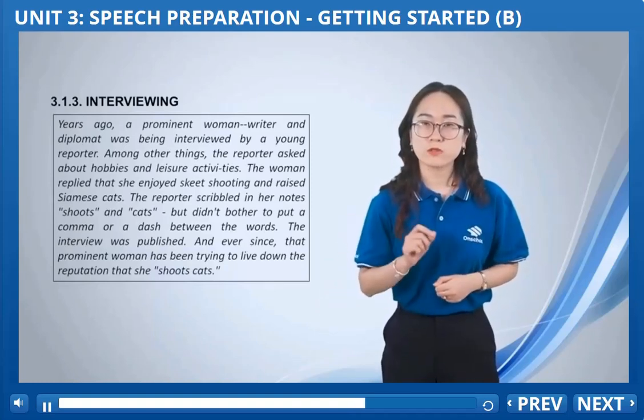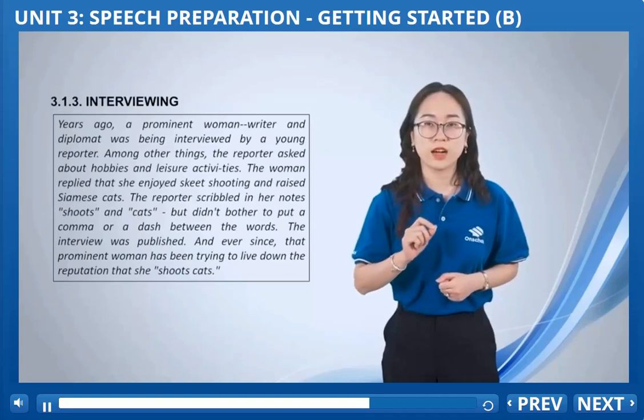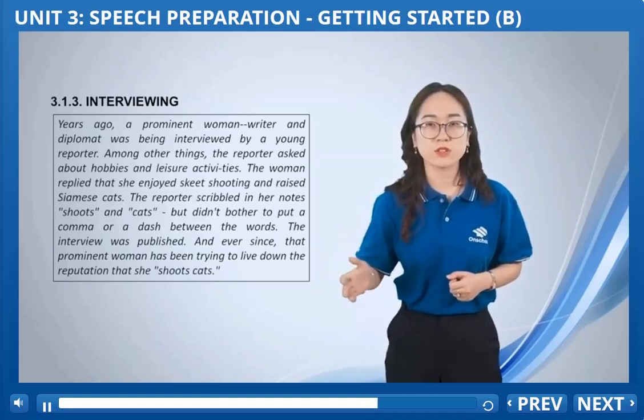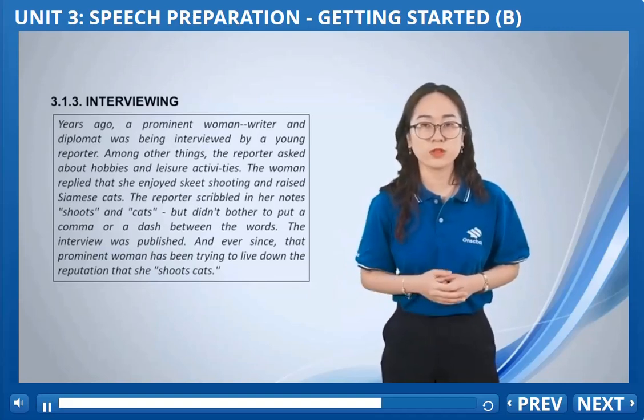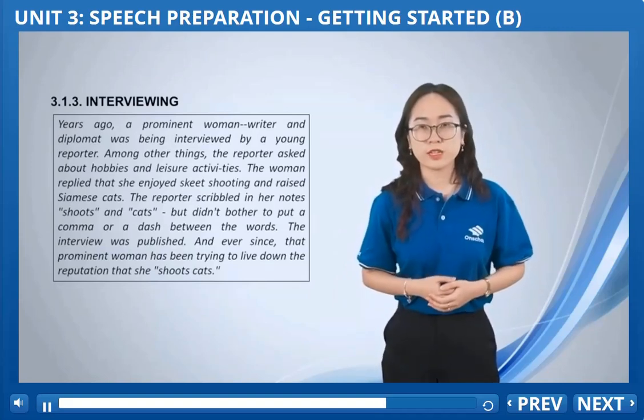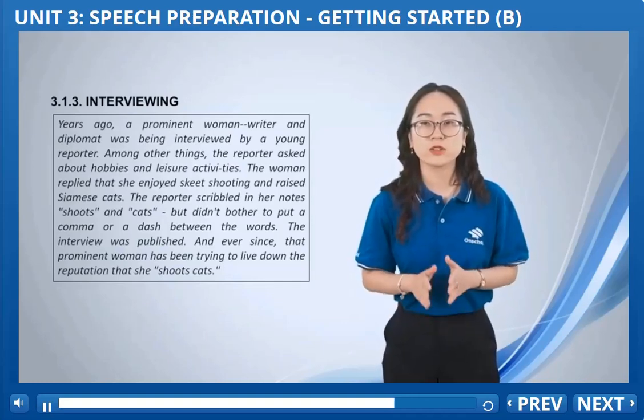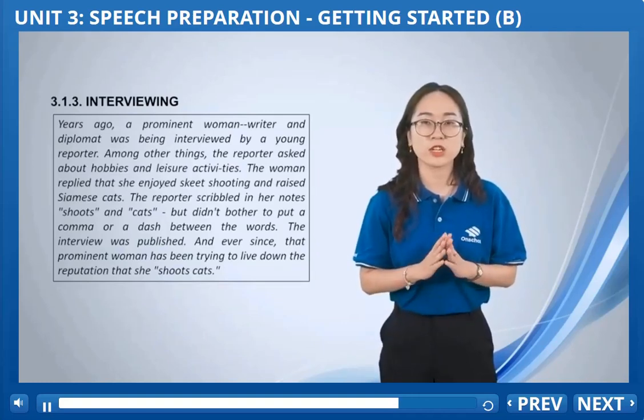The reporter scribbled her notes and wrote down "shoot and cat", but didn't bother to put a comma or dash between the words. The interview was published, and ever since, that prominent woman has been trying to live down the reputation that she shoots cats.